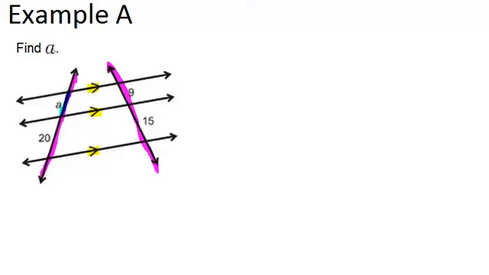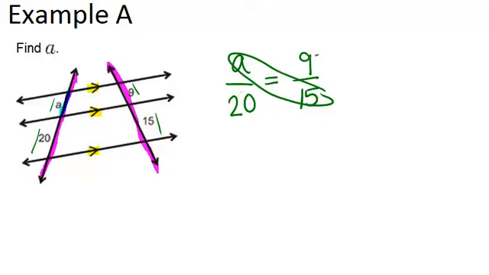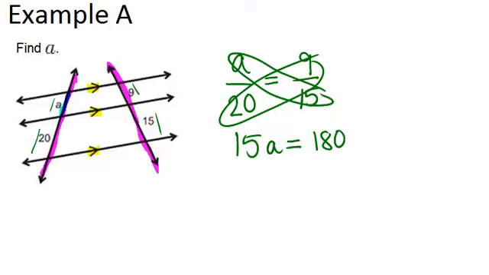Now, because the lines are parallel, it means that the four segments that have been created have been divided up proportionally. So specifically, A over 20 has to be in the same ratio as 9 over 15. So because that is true, we can set up a proportional equation, which we can solve by cross-multiplying. So we're going to multiply 15A equals 180, which means that A equals 12.